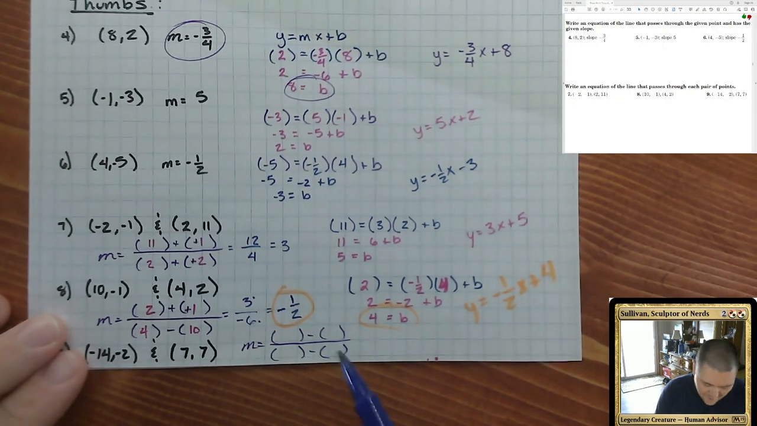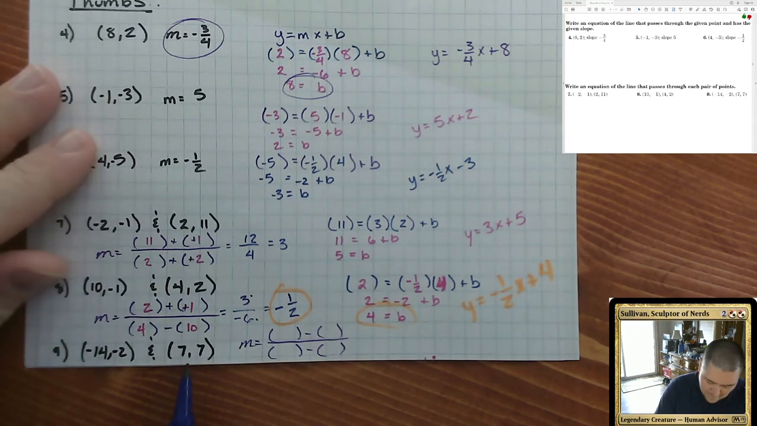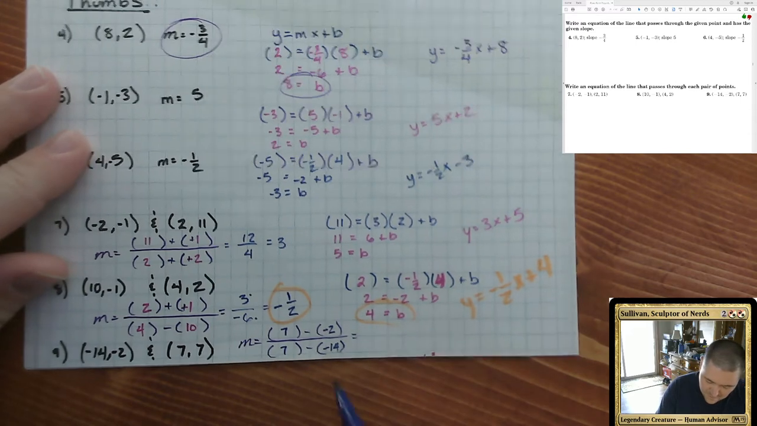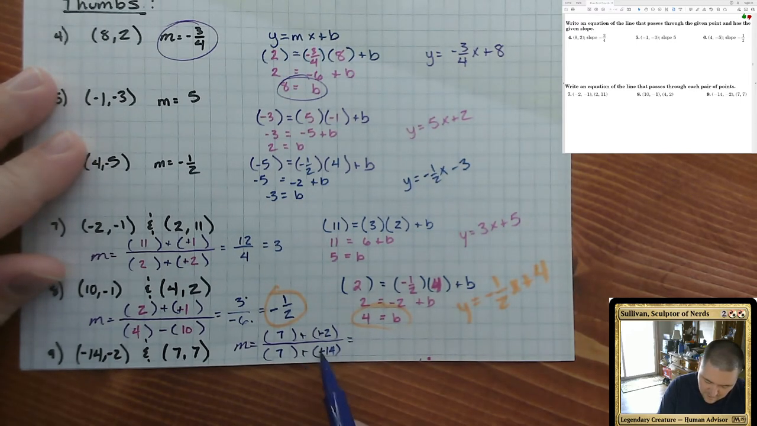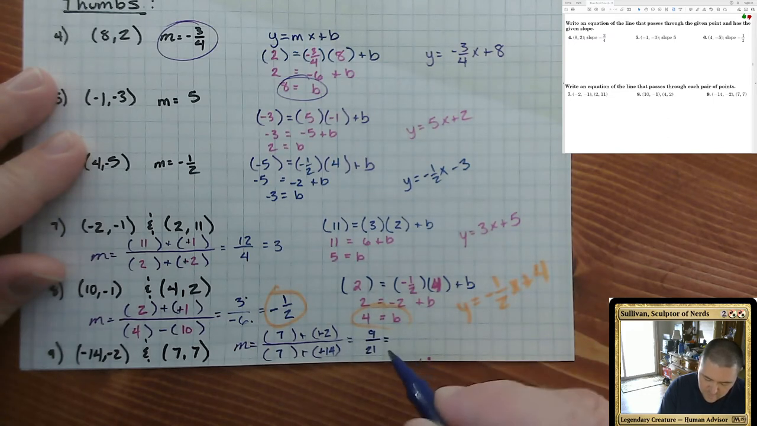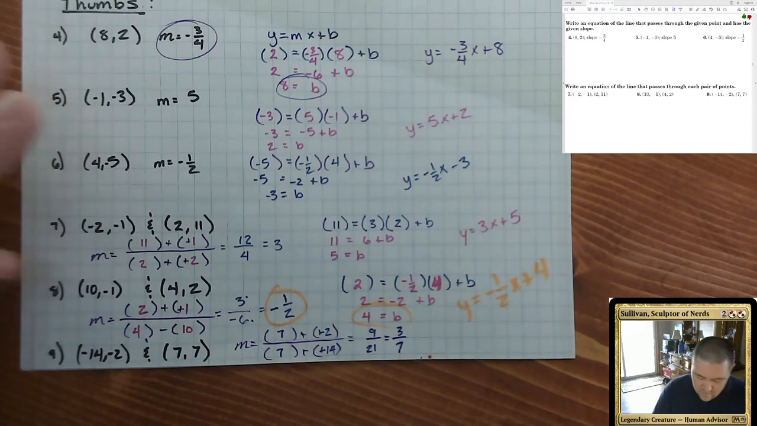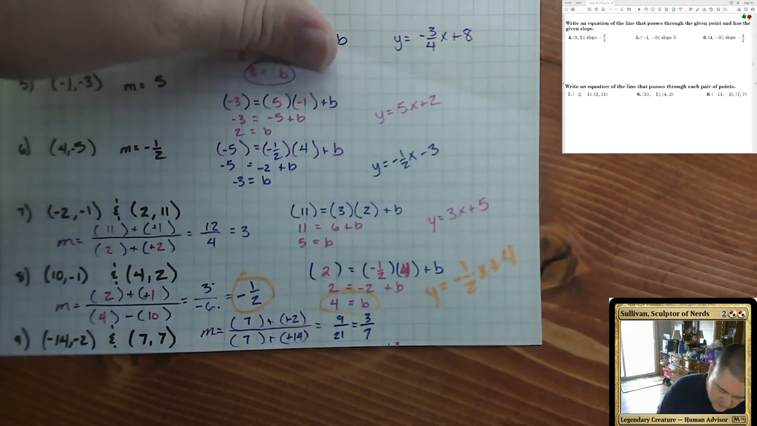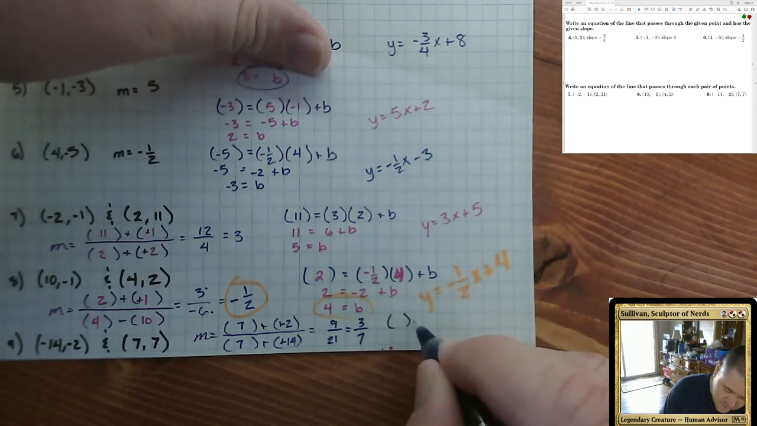And the last one here, I'm going to put my y sub 2, y sub 1, x sub 2, x sub 1. Add the opposite, getting 9 over 21, reduce it down, divide both by 3, getting 3 sevenths. Ooh, this one's going to be a little icky, maybe. It's going to have some fractions.